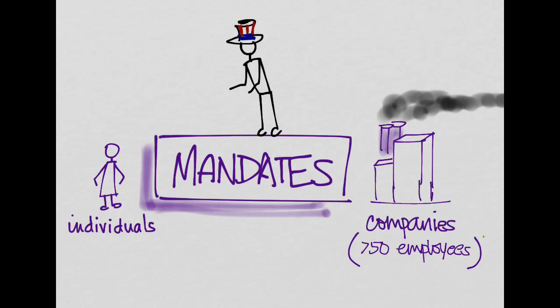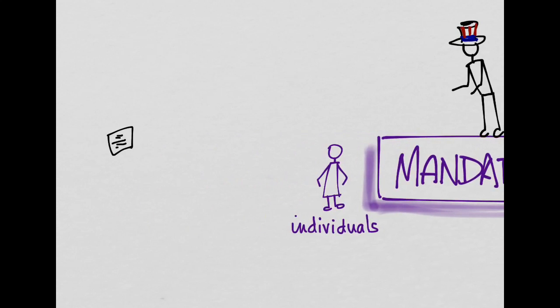So the next part of the Affordable Care Act we're going to look at are the mandates. And there's really two mandates. There's the individual mandate and the employer mandate. And what the mandate says is that you have to buy insurance. You have to buy a policy. So let's look at the individuals first.